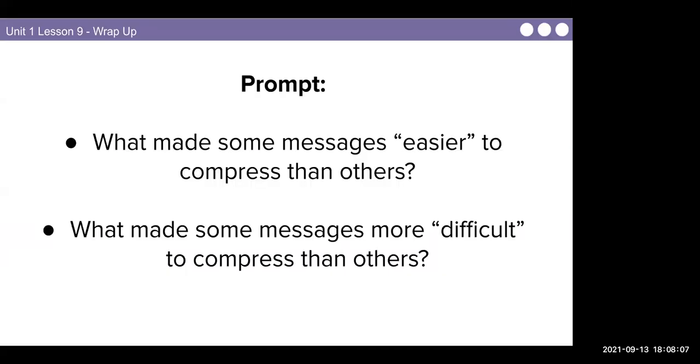Okay, let's pick up again for the wrap up. So how did that work? Were you able to compress the difficult one much less than you were the easy one? Ideally, that should be the case. So in the wrap up here, what made some messages easier to compress than others? Let's think about that. Also, what made some messages more difficult to compress than others? What was it you learned in that last piece of the exercise?